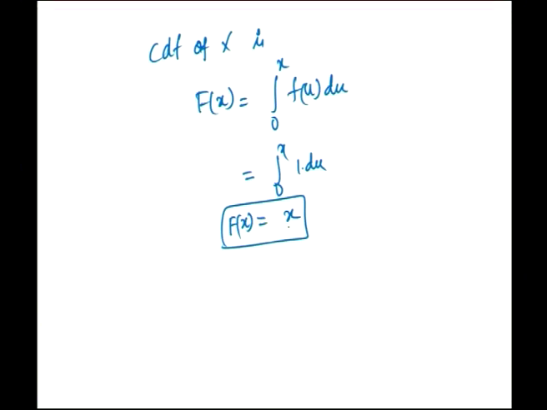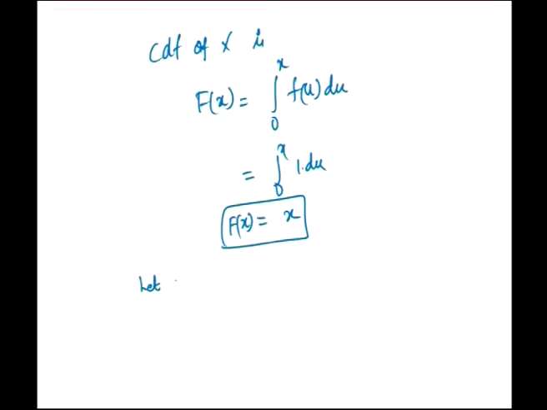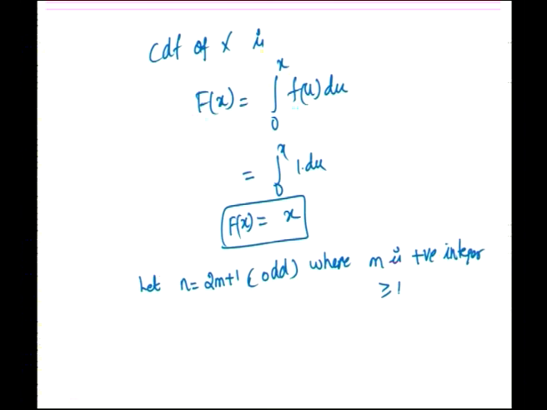Now, we are going to talk about odd samples, right. Therefore, let n be equal to 2m plus 1, that is odd, where m is a positive integer greater than or equal to 1. The median observation, that is the median rth order statistic, is X(m+1).